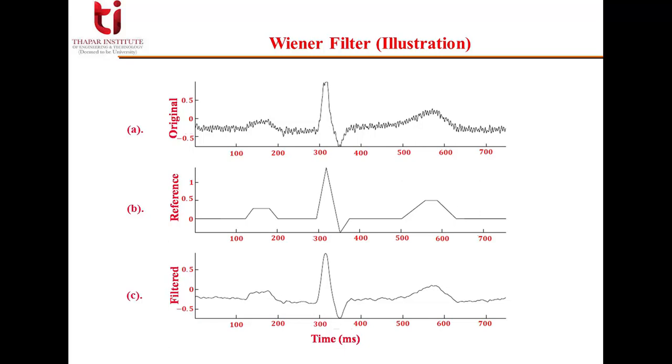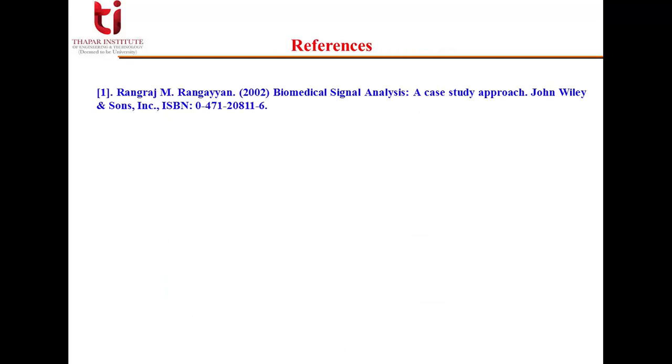Now we are using this desired signal and we have the original signal which is nothing but xn, and when we are applying this Wiener filter concept, we are getting signal C, which is nothing but the output of the Wiener filter. So I hope you understand this topic. This is the reference we have taken.